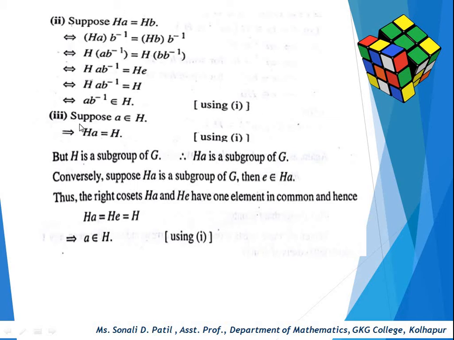Okay, now the third one. Suppose a belongs to H, this implies that Ha is equal to H by using the first theorem, but H is a subgroup of G, so therefore Ha is also a subgroup of G. Okay, so conversely, suppose Ha is a subgroup of G, then e belongs to Ha. Thus the right cosets Ha and He have one element in common, and hence Ha is equal to He, which is equal to H. So this implies that a belongs to H by using the first theorem.